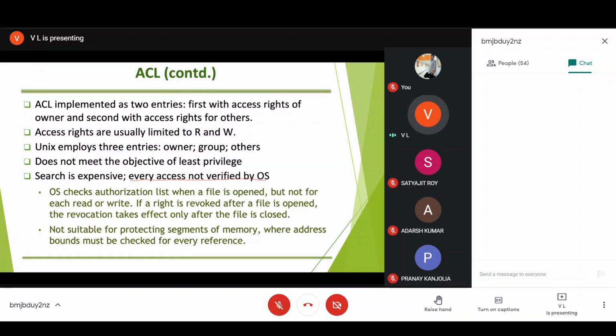So for example, let's say a process opens a file. At that time, the OS will check the authorization list, whether this process can open the file or not. But once the file is opened and that file descriptor is available with the process, then any access through that file descriptor is not again verified. So for every read and write, the same authorization is not checked. So if a write right has been revoked after a file is opened, the revocation takes place only after the file is closed. So between this time, even if the right of the user process has been taken back, there is still some time in which the access is actually unauthorized, but the user or process is able to access the file.